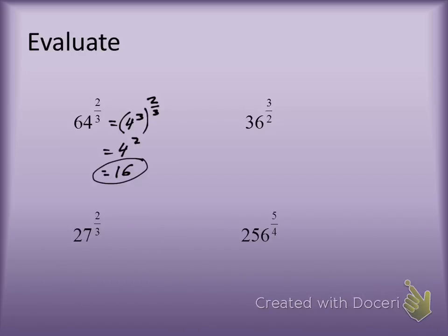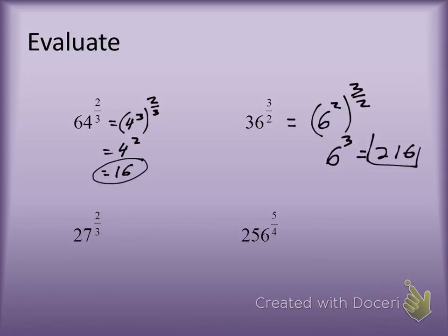36 you rewrite as 6 squared, all still to the 3/2 power, which leaves you with 6 to the 3rd, which leaves you with an answer of 216. 6 times 6 times 6, yep.